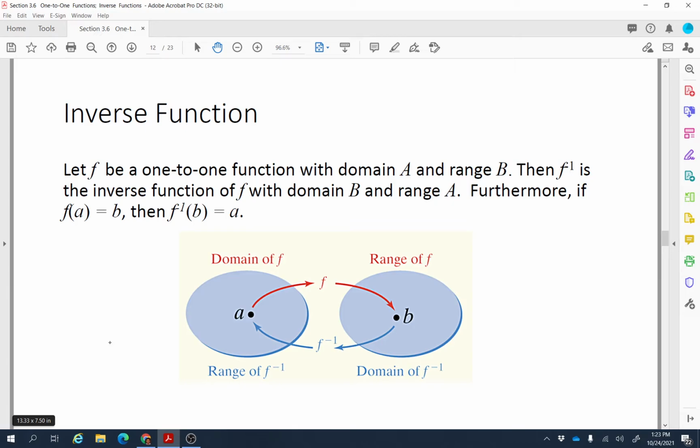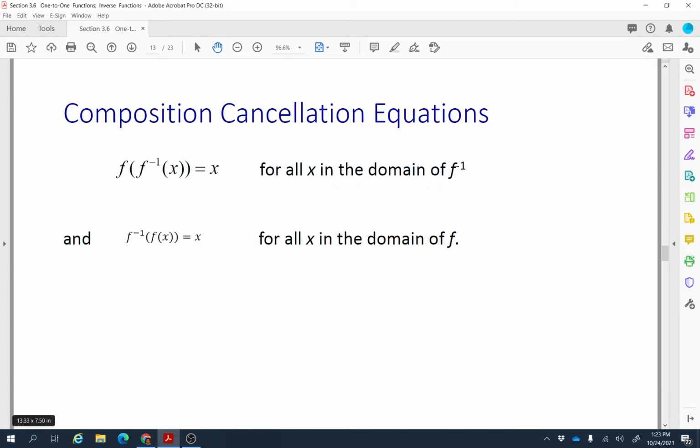So the domain for f is the range for f inverse. Remember, that's the relation between f and f inverse. Now if you are given two functions and you try to find out whether they are inverses of each other or not, you can use this property, which says that if you find the composition of f and f inverse in any order, that must be x itself.